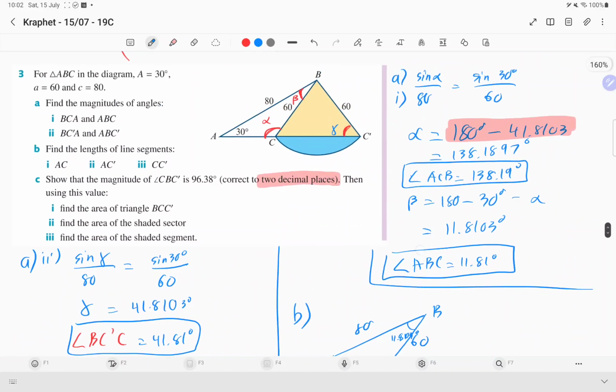Now question C. Show that the magnitude of CBC dash is 96.38. How do we show this? This question is one of those that normally I recommend you skip, but this is so simple, you shouldn't skip it. Because in the normal exam, they will not tell you. They will just say, find the area of BCC dash. They won't even tell you the magnitude of CBC dash. How do we find CBC dash?